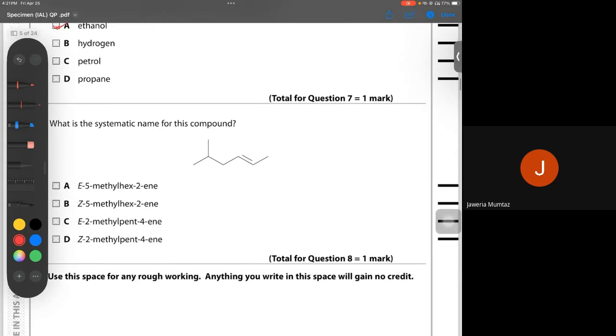What is the systematic name for this compound? Now you have to decide between cis and trans isomerism. Cis means the Z isomer, and trans means the E isomer. Trans means the opposite. Cis means the same side.